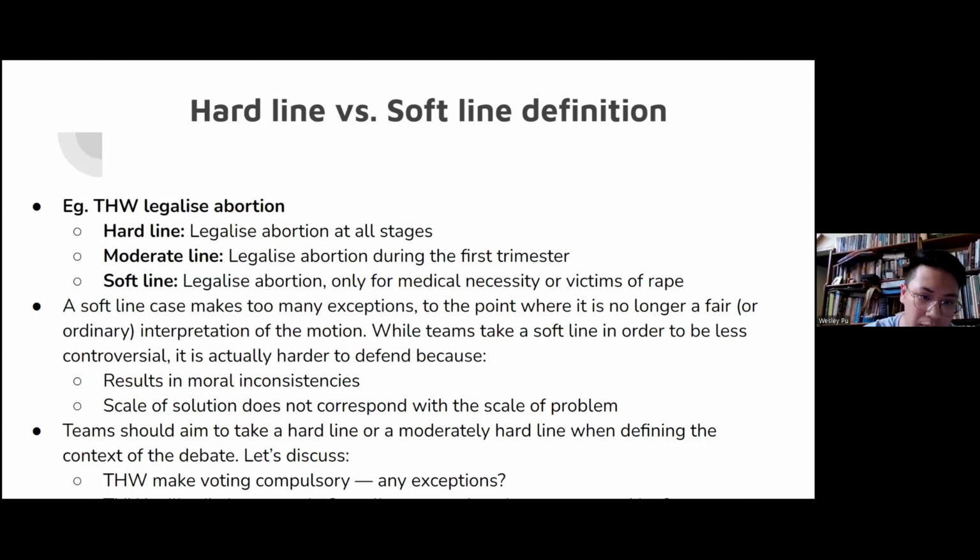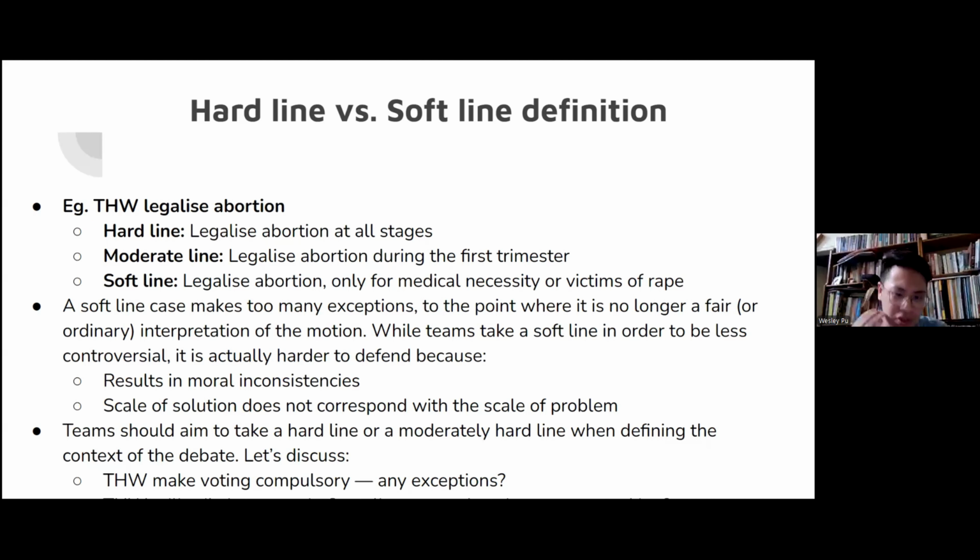A moderate line would be we only legalize abortion during the first trimester, which is only the first three months of the baby being conceived or implanted into the uterus. Then only you're going to legalize abortion. After a certain period of time, you're not going to allow this to happen. A soft line case would be, oh, we're only going to legalize abortion for instances of medical purposes or victims of sexual assault. So these are three lines you can take in an abortion debate.